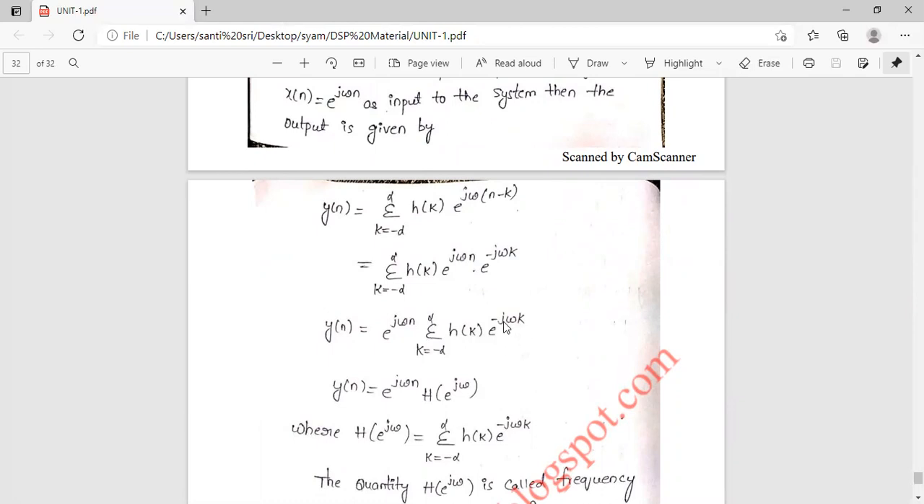This is nothing but a Fourier transform of h of k, that is y of n equal to e power j omega n into H of e power j omega, where H of e power j omega is equal to sigma k equal to minus infinity to infinity h of k into e power minus j omega k. Here the quantity H of e power j omega is called the frequency response of the system.